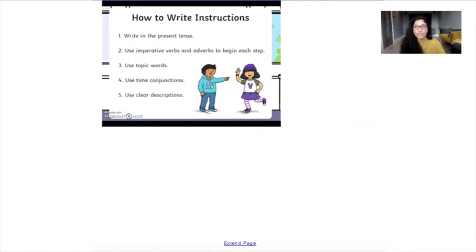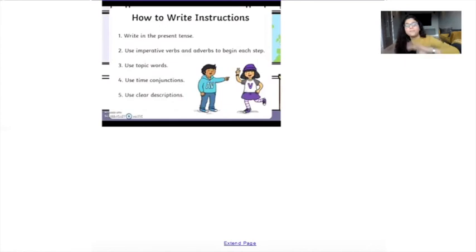Number 3, use topic words. So make sure that you are using vocabulary that is relevant to your instructions. So rather than saying, put together the sugar and the butter, you can say combine the butter and sugar, mix the butter and sugar together. Make sure that you're using appropriate vocabulary.